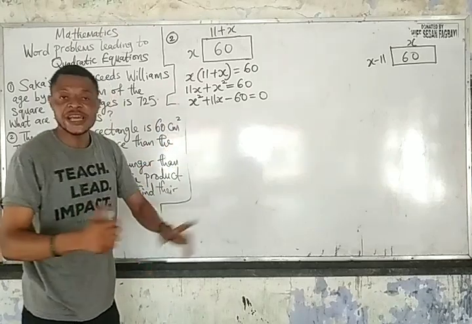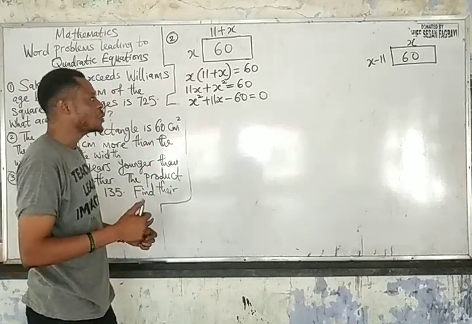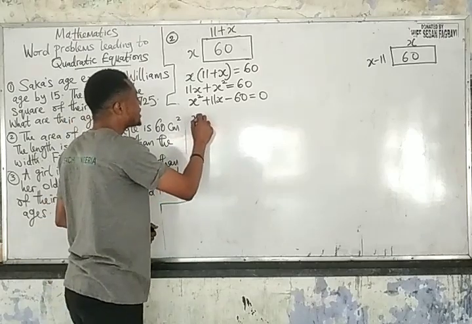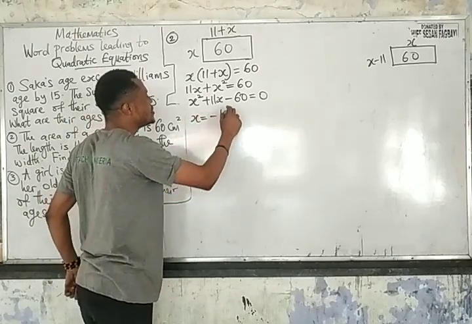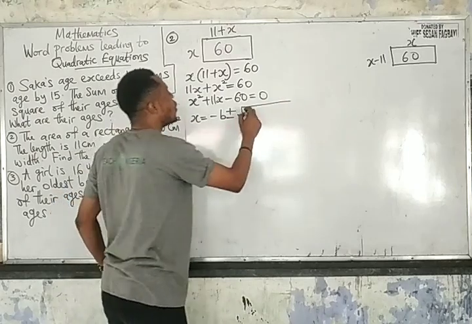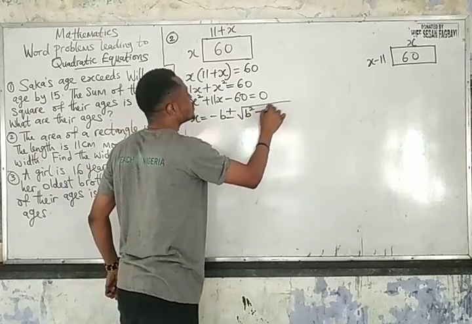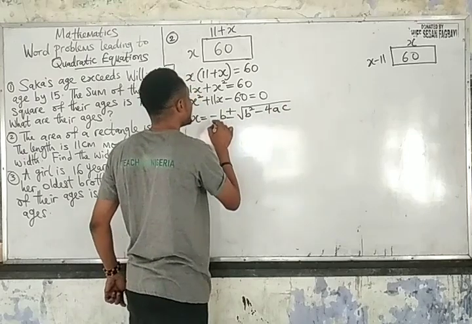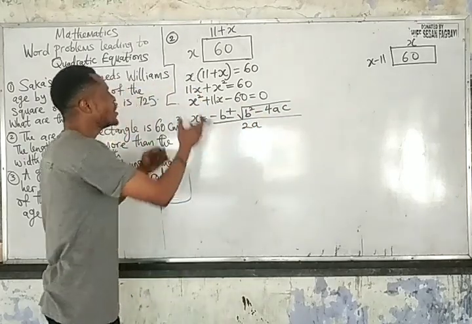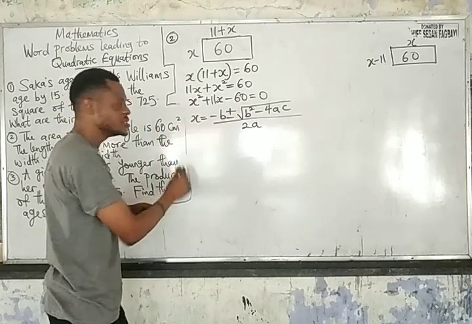Now we can use any method of our choice. I will use the formula method this time around. So where it states that x is equal to minus b plus or minus square root of b squared minus 4ac, everything divided by 2a. Now we substitute the variables into this.